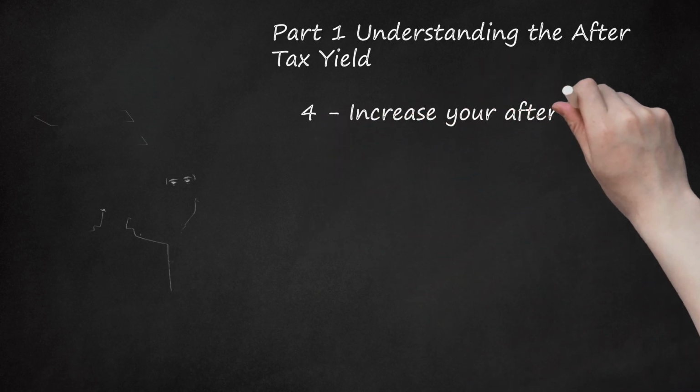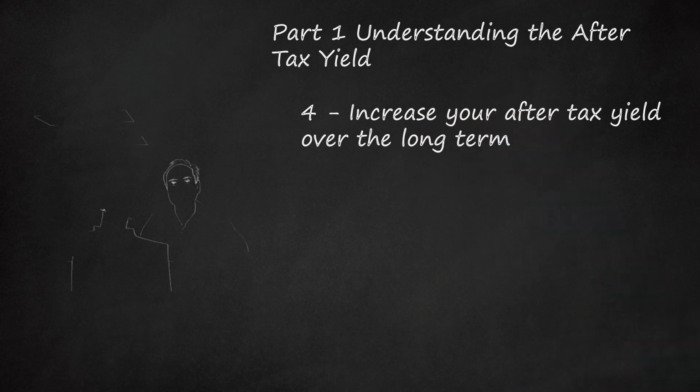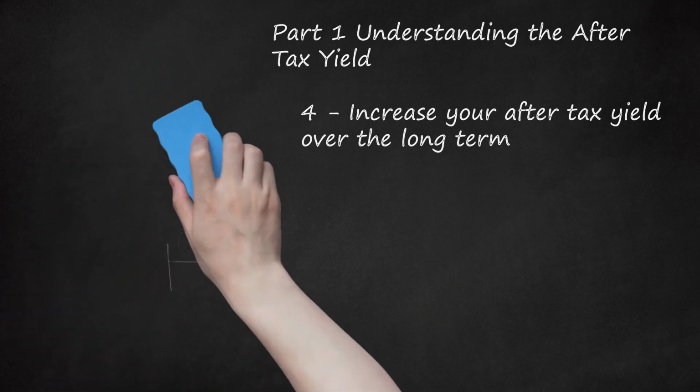4. Increase your after-tax yield over the long term. Depending on your tax bracket and how close you are to retirement, you can increase your after-tax yield in the long term with certain investment strategies. Different kinds of investments are taxed differently. Also, the same investment can be taxed differently depending on whether it is in a taxable brokerage account or a tax-deferred account such as an IRA, a 401k, a 403b, or a Roth account. Your financial advisor can assess the after-tax yield of different kinds of investments in different scenarios and counsel you on how to minimize the tax impact on these investments.